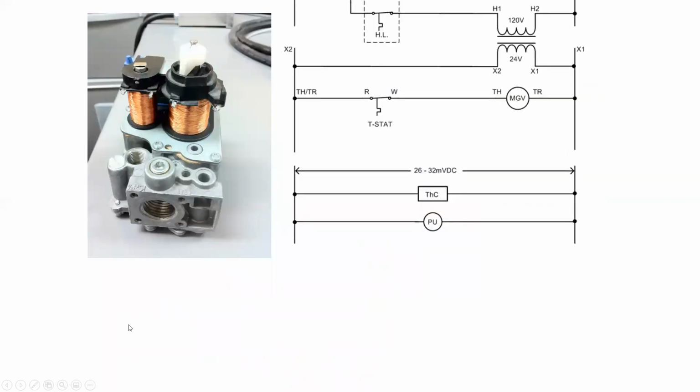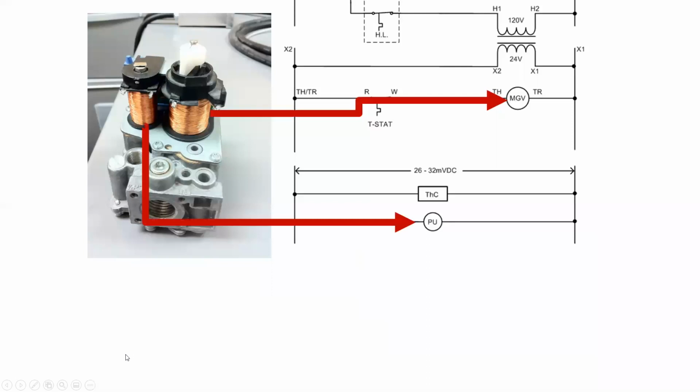So again, what we have is two separate electromagnets that control gas valves. One of them is the main gas valve, controlled by the thermostat. The other one is a small pilot safety valve, controlled by the thermocouple.